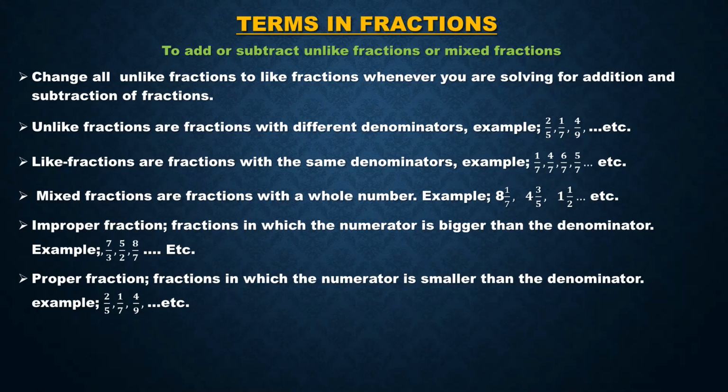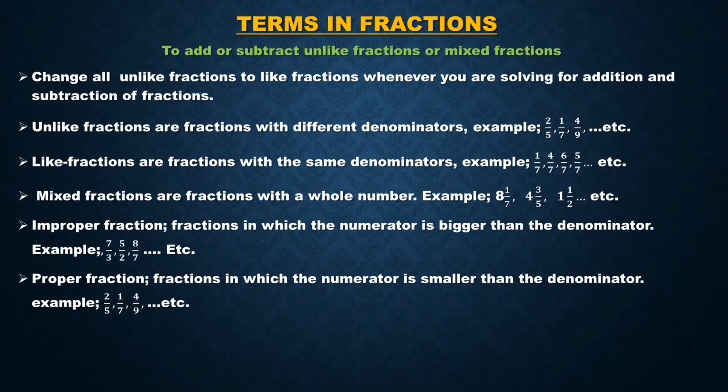Example, 2/5, 1/7, 4/9. These are the fractions. You can see clearly that the denominators here are 5, 7, and 9. The denominators are quite different here. So as a result of this, we call these fractions unlike fractions.